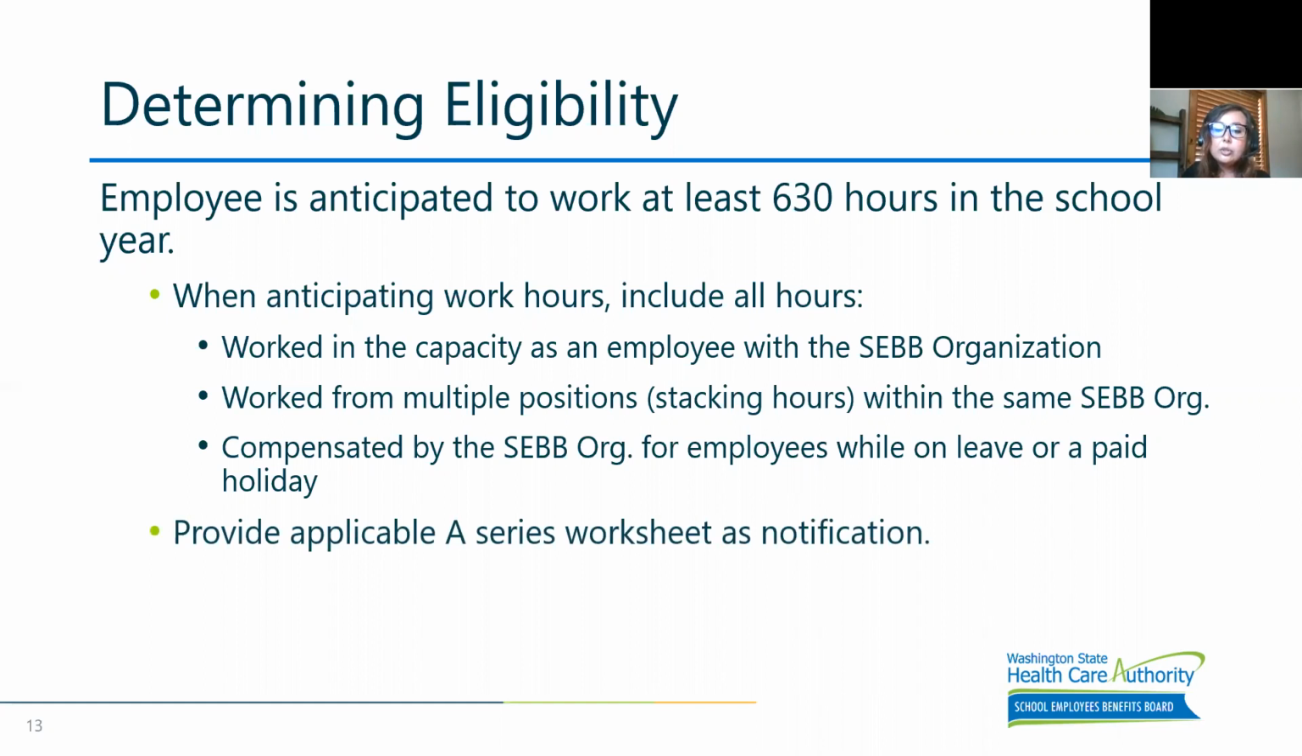Now, for all new hires, you'll want to complete and provide the applicable A series worksheet as notification whether the employee is eligible or not. So even if a new hire is not eligible, you still need to provide them an A series worksheet, letting them know that they are not eligible for benefits. Like I said, that's key. Even if an employee is not anticipated to work 630 hours in the school year, they will need to be given an A series worksheet letting them know that they are not eligible for benefits. So regardless, a new hire needs to be given a worksheet.